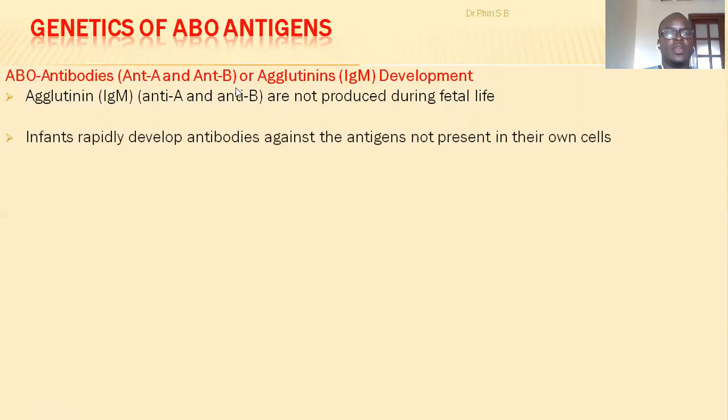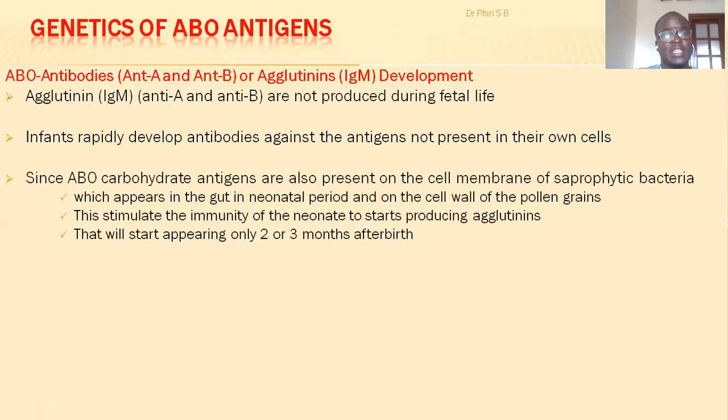So most infants rapidly develop antibodies against the antigens not present in their own cells. So the neonates or the babies, once there is anything that is foreign, a protein that is foreign, they'll start producing immunity against those foreign proteins. So how does that happen? Because we say that in these neonates, the development of antigens will start at 60th month of fetal life and then later on after birth. So how do the antibodies come in? How do they start being produced?